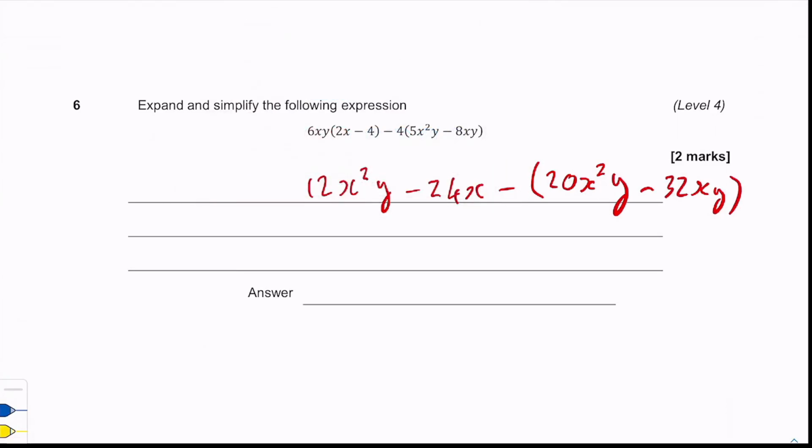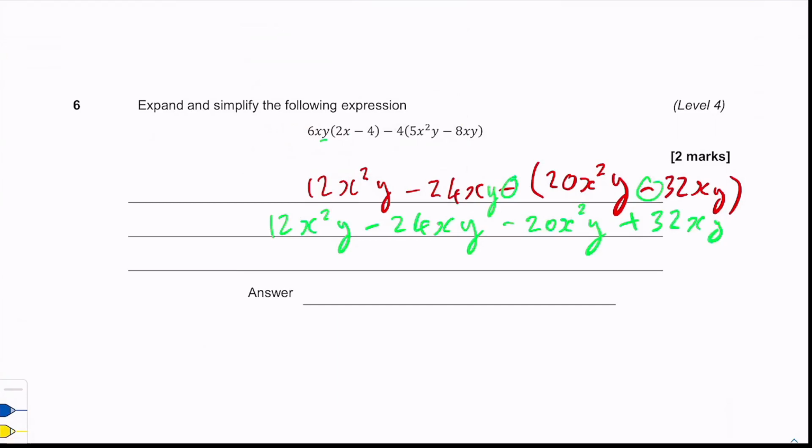So let's do that. So we've got 12x squared y, take away 24x, that should be a y there, shouldn't it? I've missed out the y from here. Okay, so 24xy, and then we've got take away 20x squared y, and finally plus this time because of the two negatives, so plus 32xy.